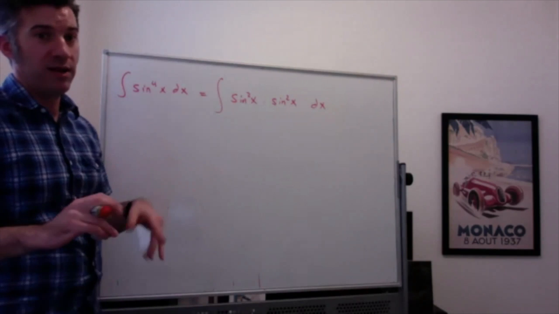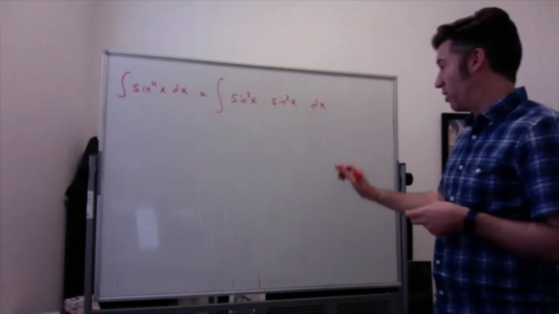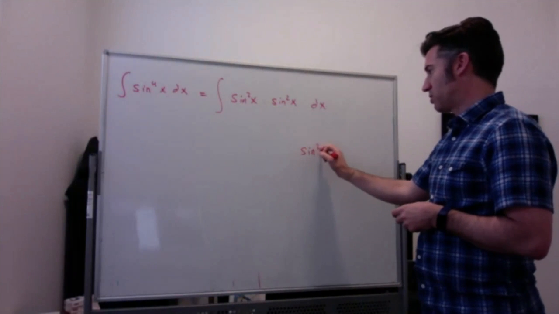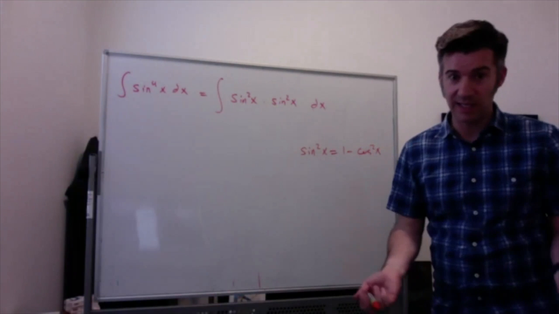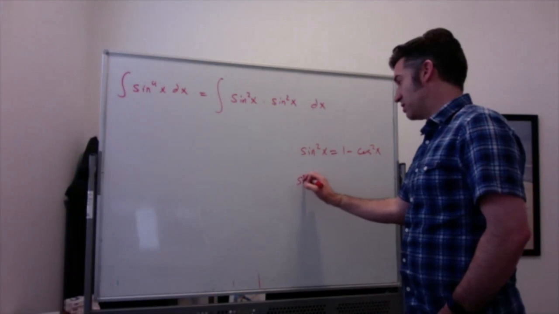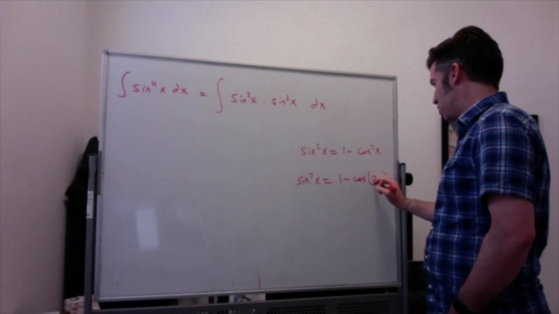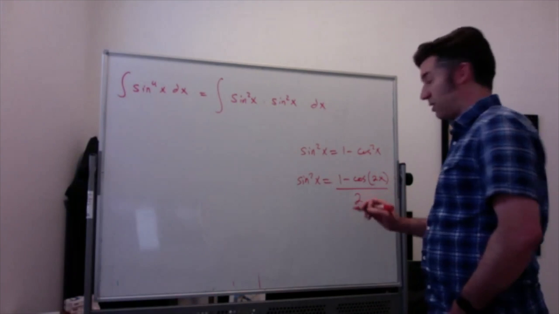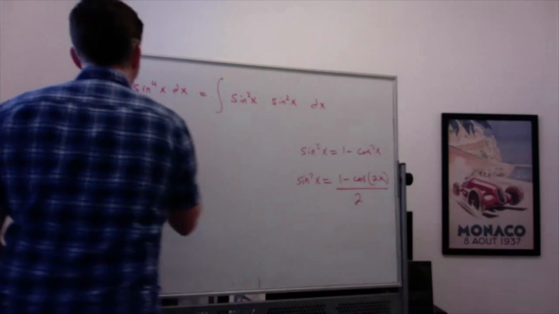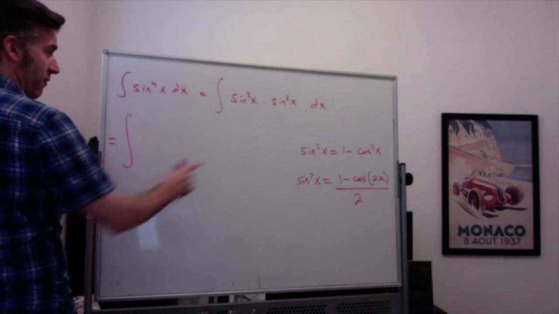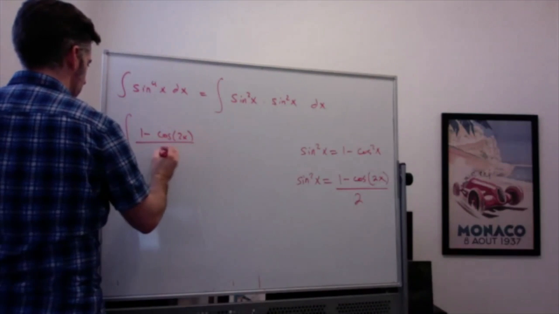And I should point out, there are two different identities we're talking about for sine squared. I'm not using the one that we just were using, sine squared x equals 1 minus cosine squared x. That is not the identity I'm about to use. I'm going to use the identity that sine squared x equals (1 minus cosine of 2x) divided by 2. That is the identity we're going to use for sine squared. So this is going to equal the integral of that times itself.